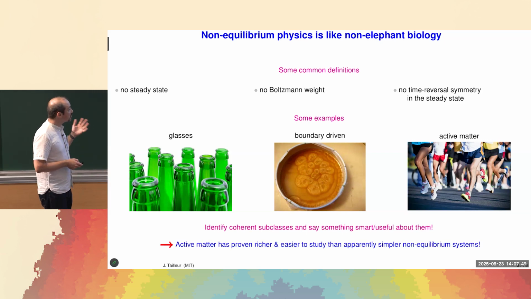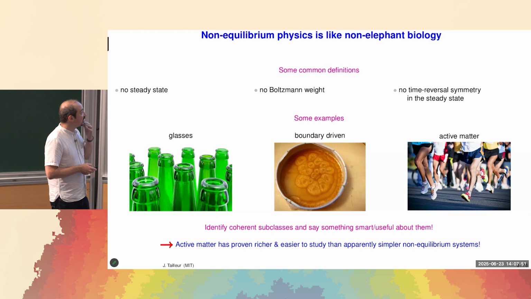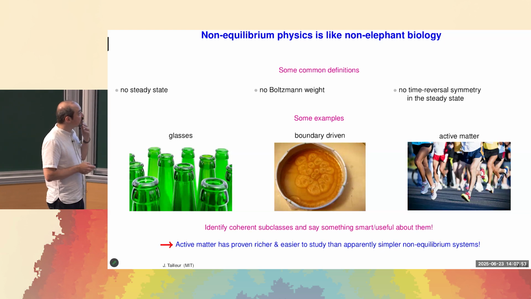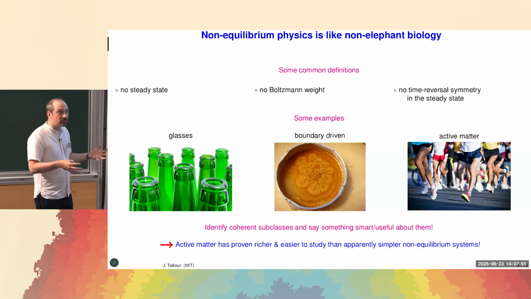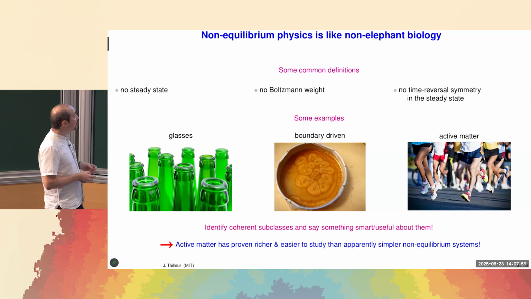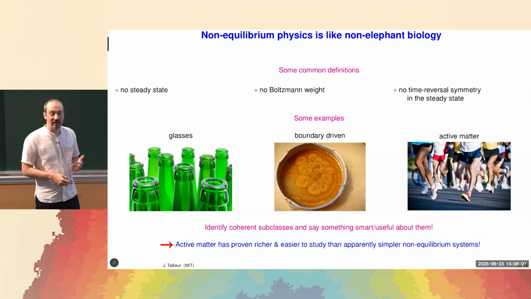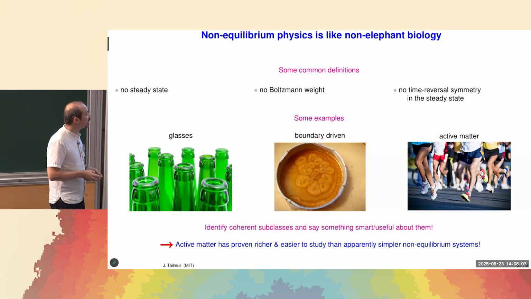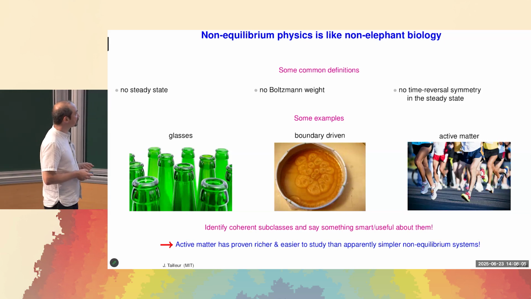And yet what the past 2 decades have shown us is, in a way, not only is the phenomenology of these systems quite richer than many of the phenomenologies we've encountered so far in non-equilibrium systems, but it's also much easier to study. And the community has been able to make a lot of progress.